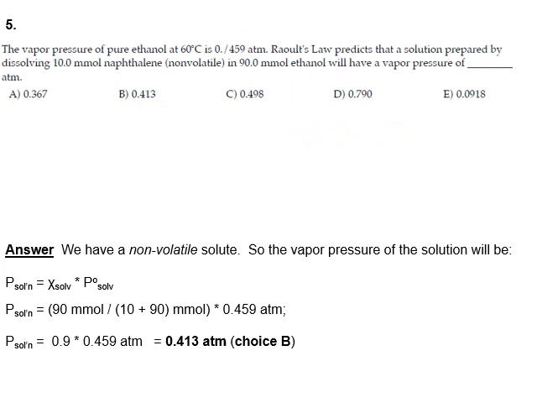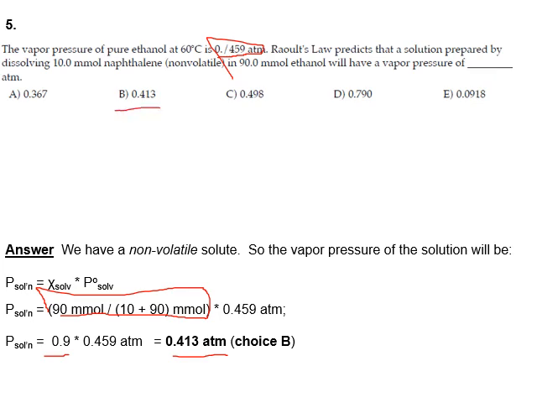Now, whether that's right or not, we'll find out. Let's go to the next slide. And it actually turned out to be correct. So 90 divided by 100 is 0.9, and 0.9 times 0.459, which I got from right here, is 0.413 atmospheres, which is choice B.